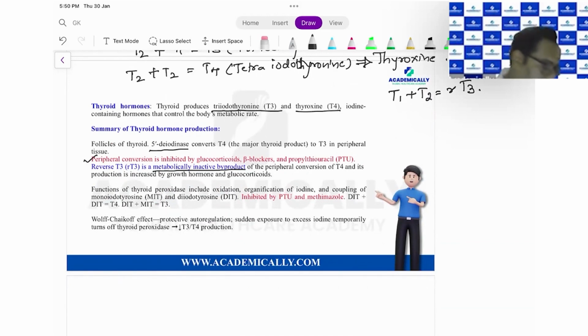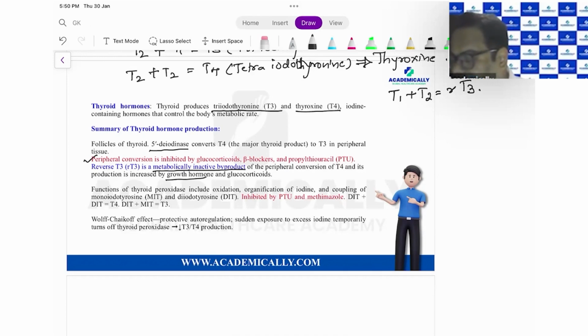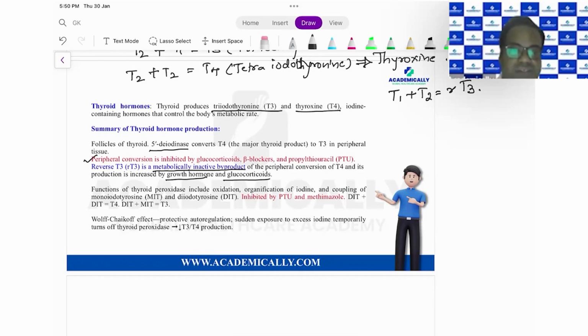So remember, T2 has to be combined with T1. If T1 gets combined with T2, meaning the same two molecules but in opposite spatial directions, there will be reverse T3, which is inactive. And if you have a lot of growth hormone or glucocorticoid, what are they going to do? Instead of formation of T3, they will promote formation of reverse T3.